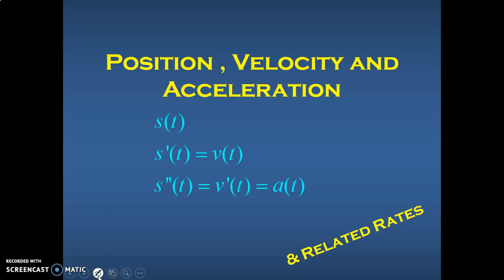So if we start with a position graph, you'll see it as S of t, or sometimes as x of t. The main idea here is that the derivative of position is velocity, and the derivative of velocity is acceleration. So if we start with position and take the first derivative, we get velocity, and if we take the second derivative, we get acceleration. That is the most important thing to get out of today's lesson. So let's go through it a little bit more in detail.